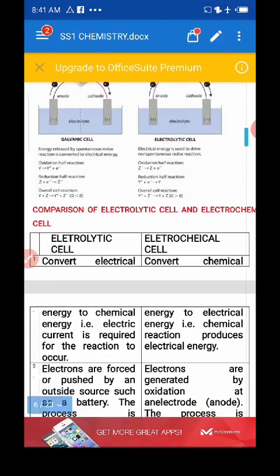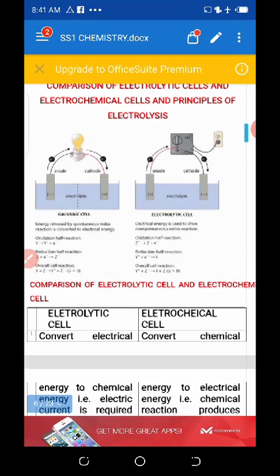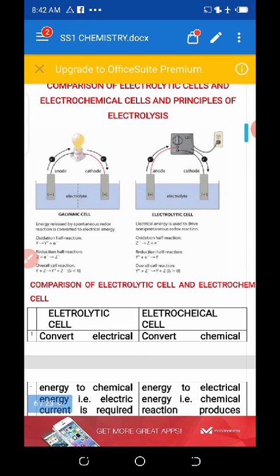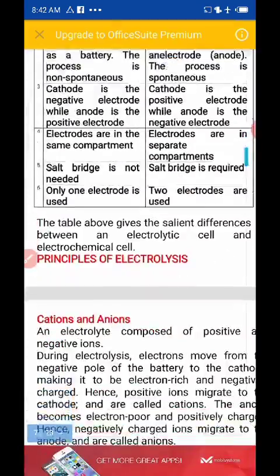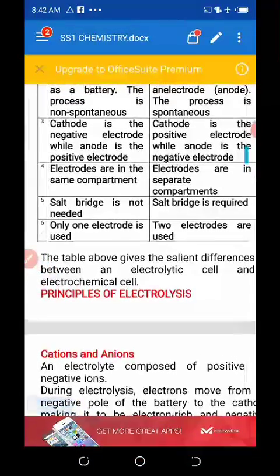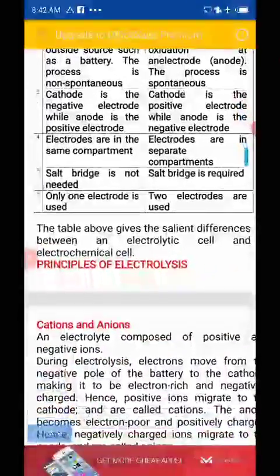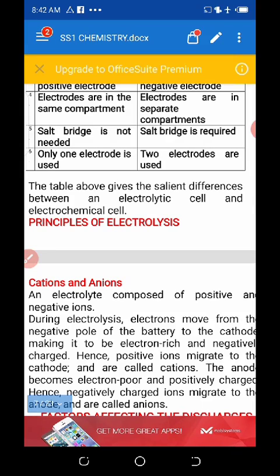I think we can see that one in this diagram. Okay, this diagram does not show it very well. Let me see if I can see the subsequent ones. Anyway, a salt bridge is not needed in an electrolytic cell. We don't need such a bridge, but the electrochemical cell needs such a bridge.